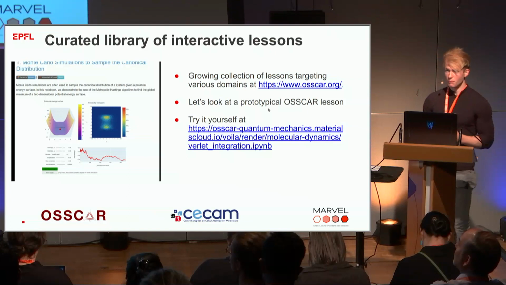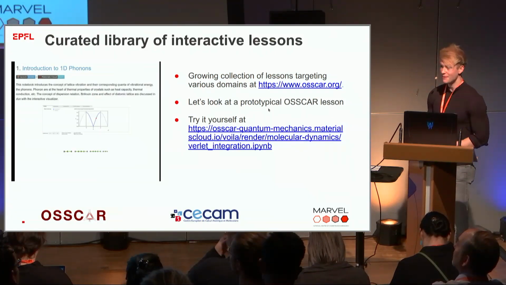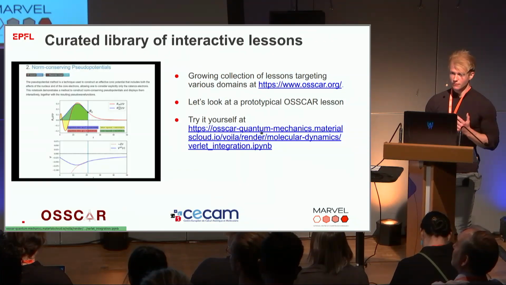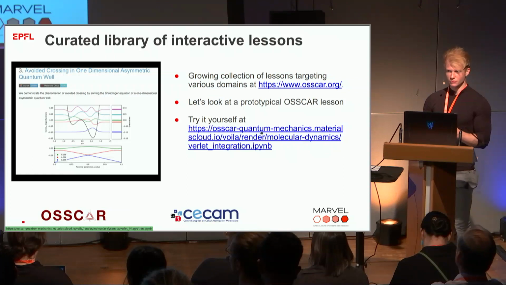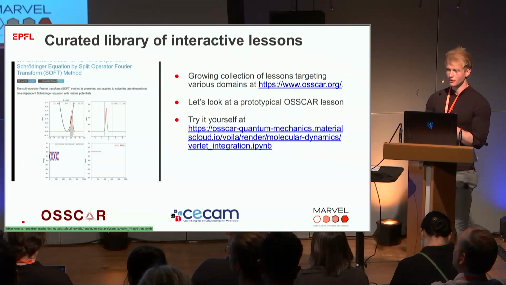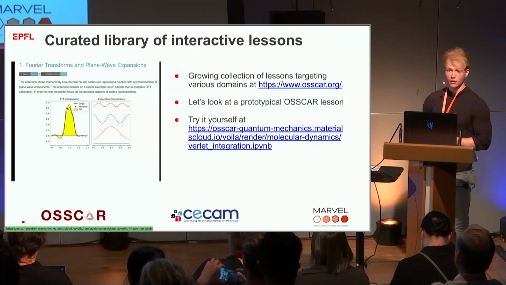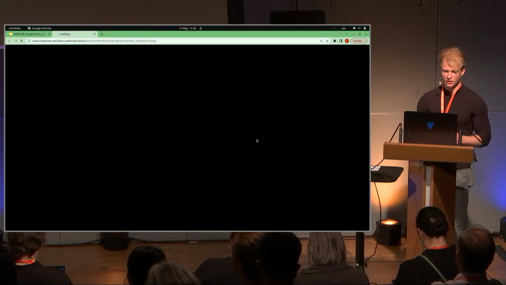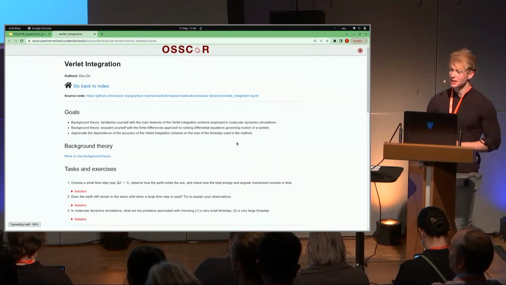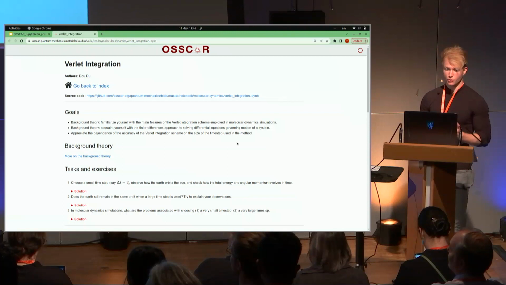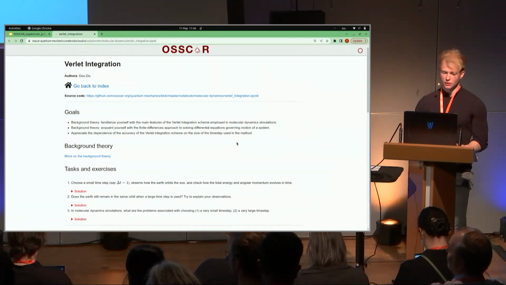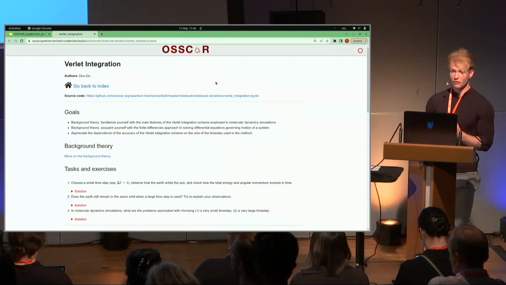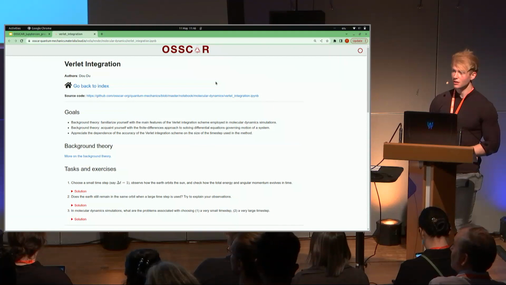Now I'm going to go through one particular prototypical example of an OSSCAR lesson. It's going to look at the Verlet algorithm, which is used to solve the equations of motion that govern the behavior of a body governed by Newton's laws. But the exact details of this aren't important. I'm really just using it as a concrete example of how the structure of an OSSCAR lesson looks and how it flows. So I've just clicked a link using one of the deployment options that I mentioned earlier.